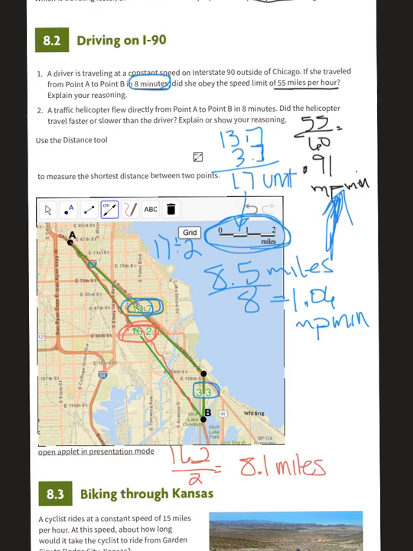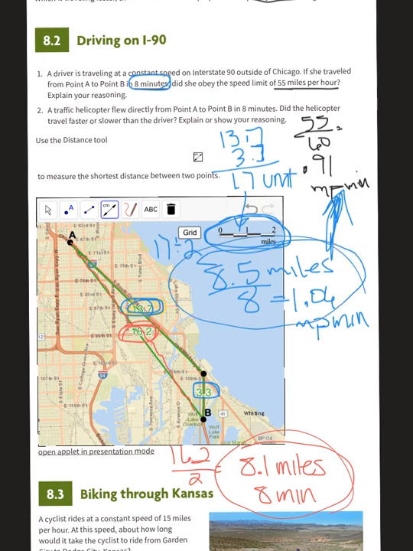So, were they going faster or slower? They went 8.1 miles in 8 minutes. The lady went 8.5 miles in 8 minutes. So, was the helicopter going faster or slower? Well, it was going slower because it only went 8.1 miles. So it went 0.4 miles less than the lady did. So the helicopter was traveling slower than the lady, because it went a lesser distance.